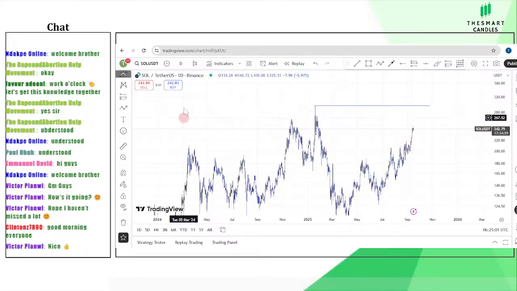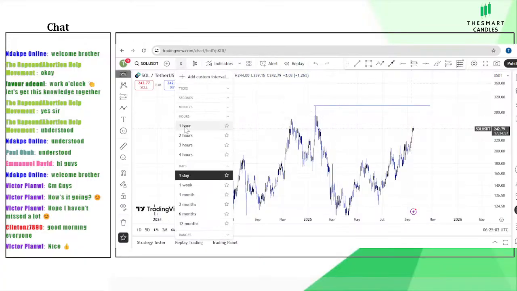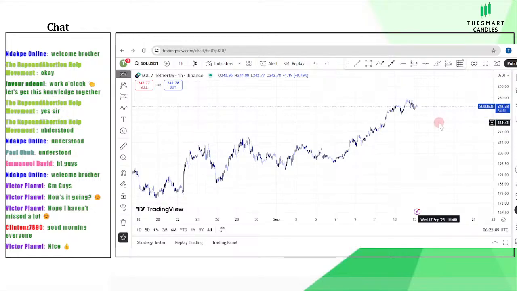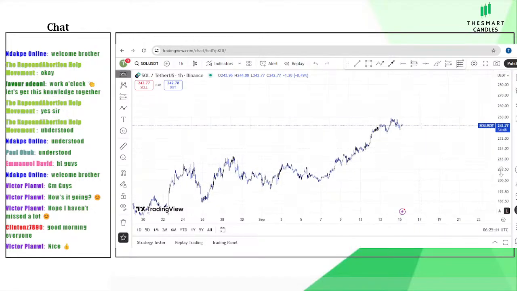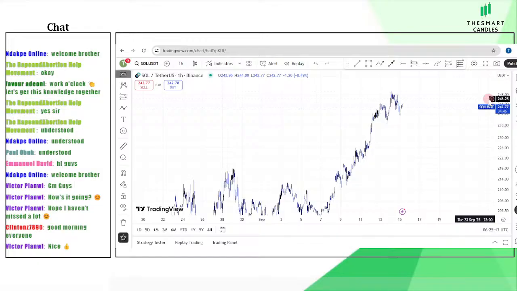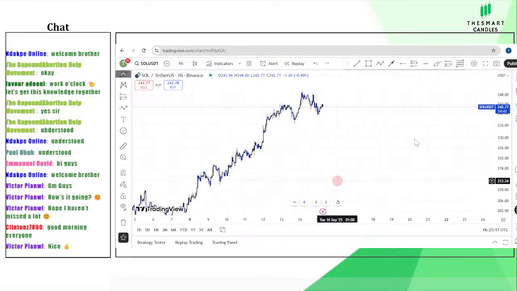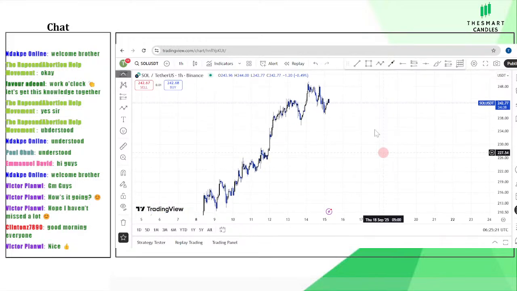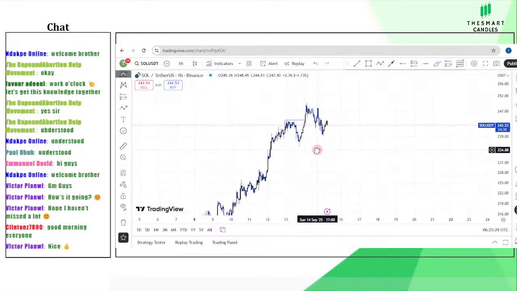So without wasting much time, let's just go straight to the 1 hour to understand the current price action. So we'll understand if we have any possible trade we should be looking for. Looking at the 1 hour current price action, what can you see? First, this was the last break of structure to the upside.